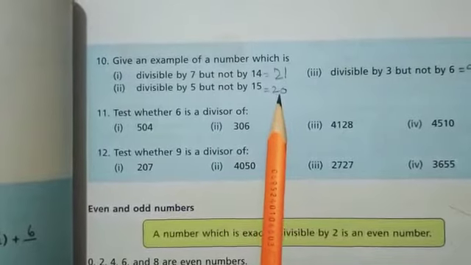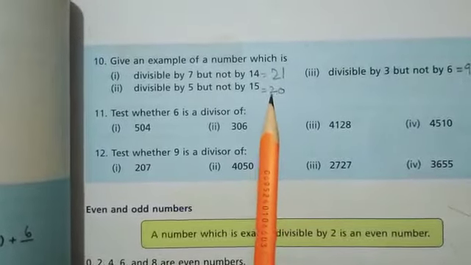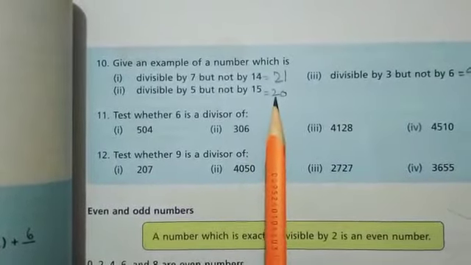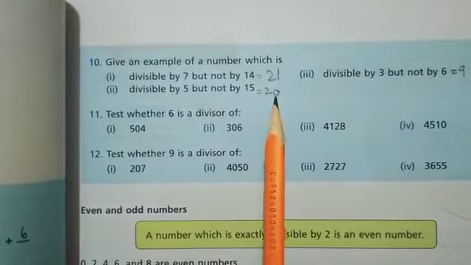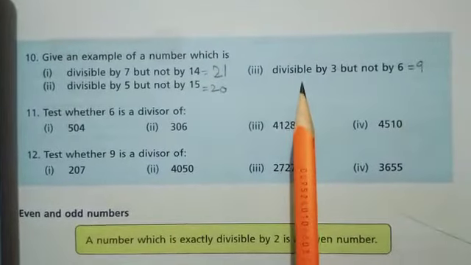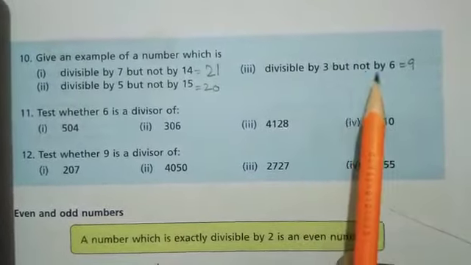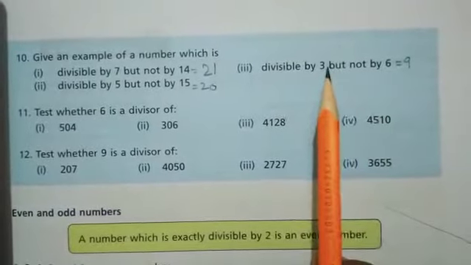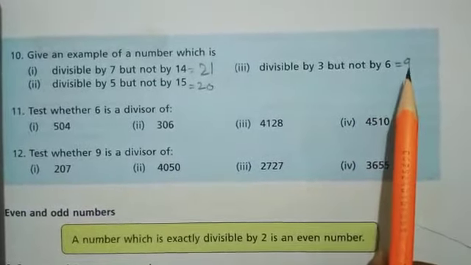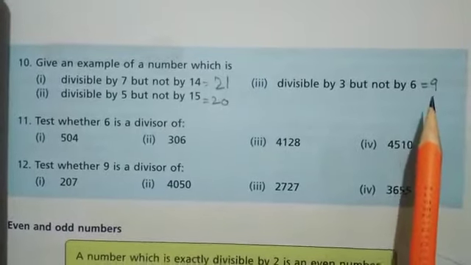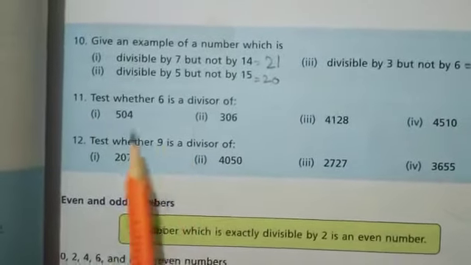I also write here 20. It is completely divisible by 5. If we divide by 15, it is not completely divisible, and the answer comes in fraction form. Third part: divisible by 3 but not divisible by 6. The number is 9. It is completely divisible by 3 but not divisible by 6.